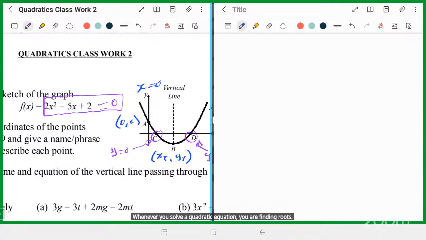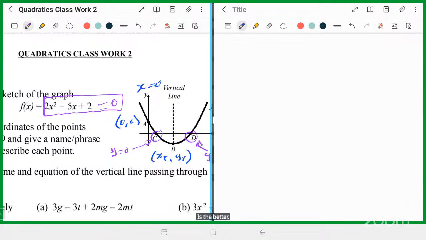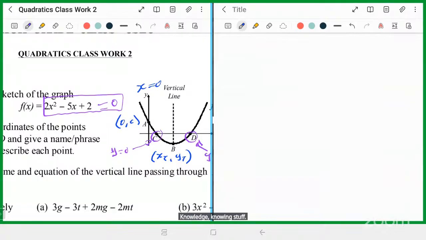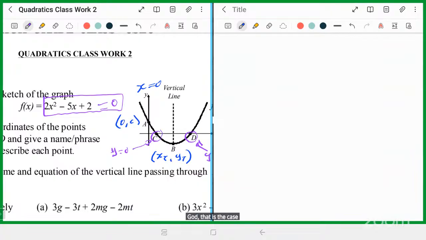The more things you know is the better. The more things you know is the less you have to figure out. So between now and the exam, we are trying as much as possible to arm ourselves with knowledge, knowing stuff. Just know stuff. Like for example, we don't have to go figure out that if you want to find the roots, you have to solve the equation. It is better to just know that, because that is the case all the time.